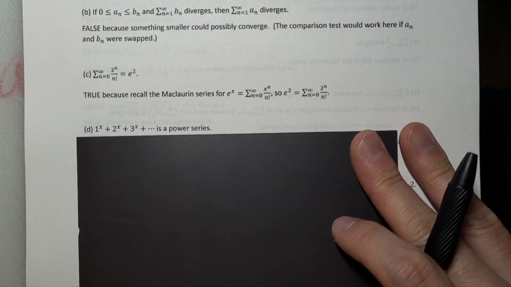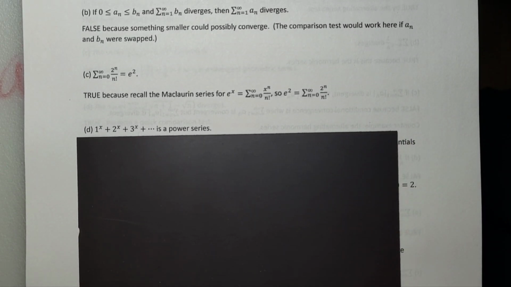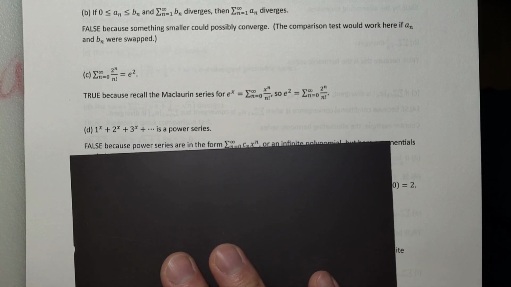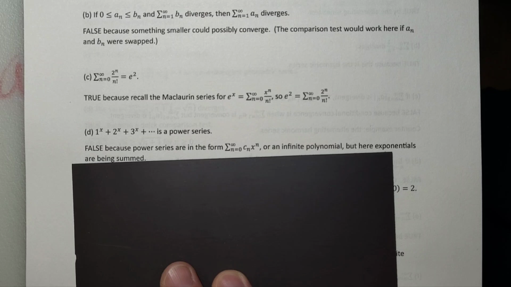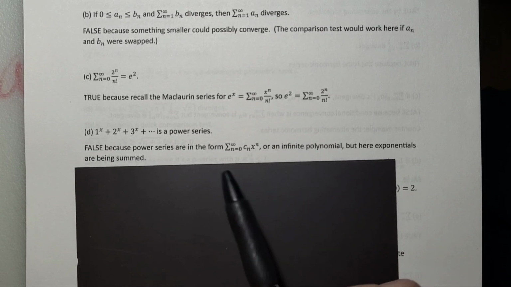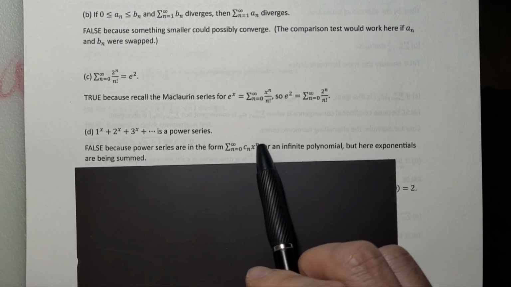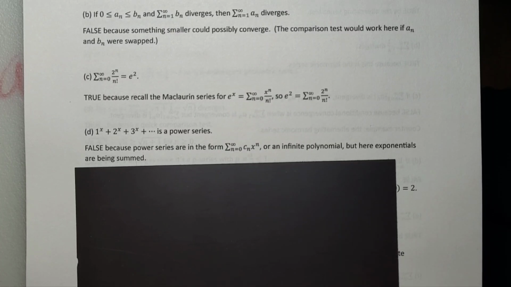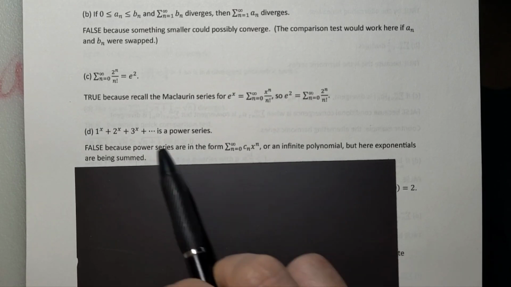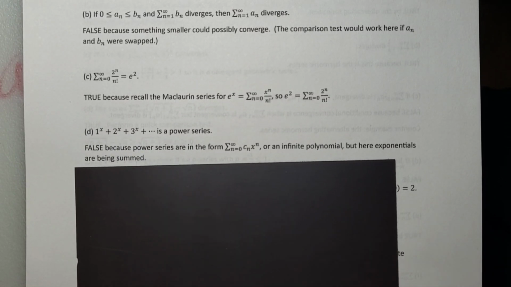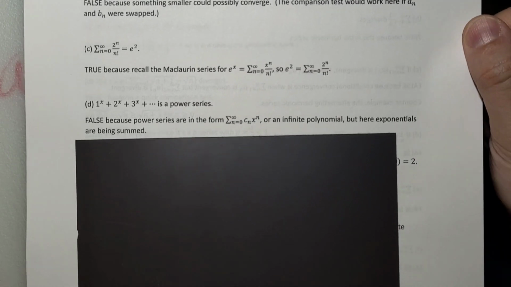Okay, next, 1 to the x plus 2 to the x plus 3 to the x plus dot dot dot is a power series. This is true or false? What do you think? This is false. Not even a power series. A power series should be like an infinite polynomial. X to some power with some coefficient out in front, like x cubed plus 4x to the 4th power plus 100x to the 5th power minus 10,000x to the 10,000th power, something like that. It has to be in the form of a polynomial. This is in the form of exponentials, not even a power series. That one should have been easy.